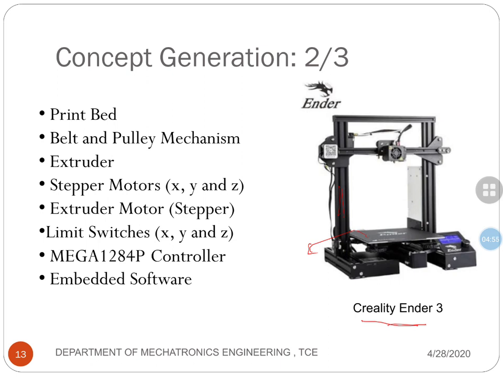Considering the basis of knowledge which I have given in the first lecture, I am directly going into the concept. So this is a belt and pulley mechanism. This is the extruder. Then you have stepper motors over here, this is a stepper motor, this is a stepper motor, and you have a stepper motor at the back. Then limit switches, then the Mega 1284P controller, then embedded software.